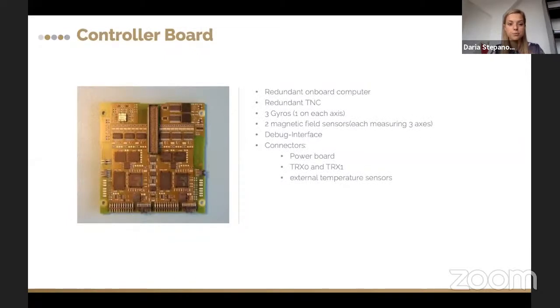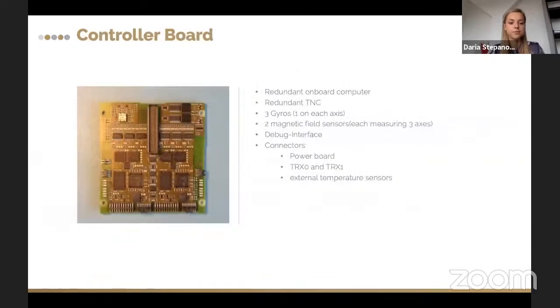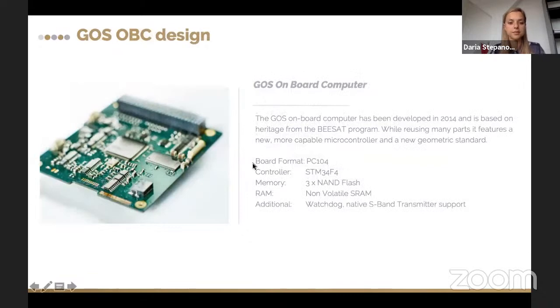This was the first prototype of the onboard computer. It carried 2 redundant architectures and a redundant TNC module. It had 3 gyros, one on each axis, giving information about attitude determination, together with 2 magnetic field sensors. It had a debug interface and a set of connectors. And while this was the first prototype of the system, this one is already the final ready product. It's PC104 based.